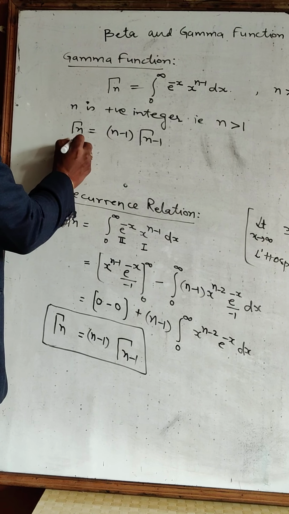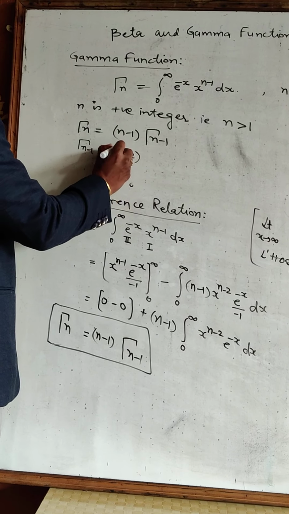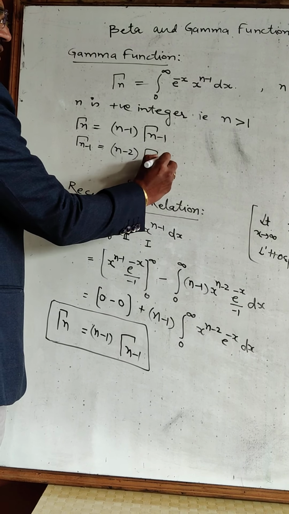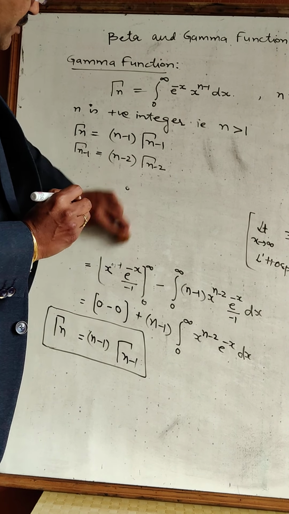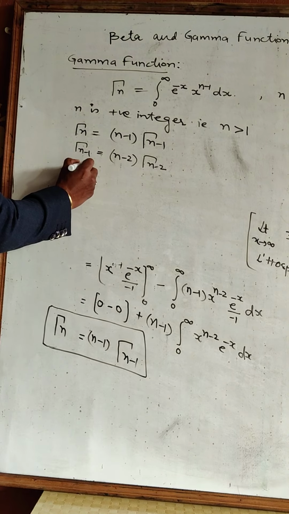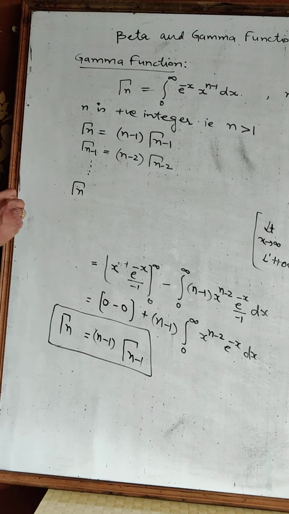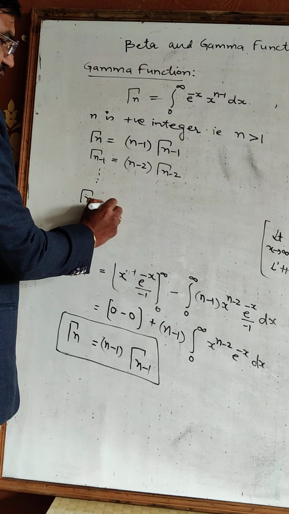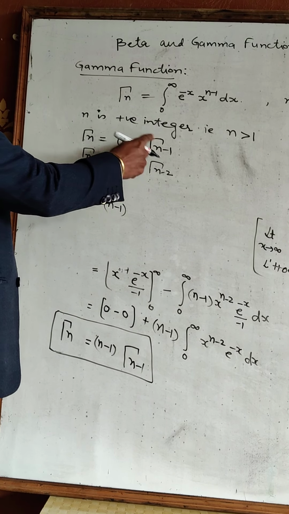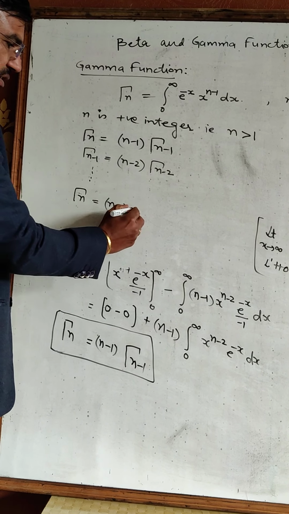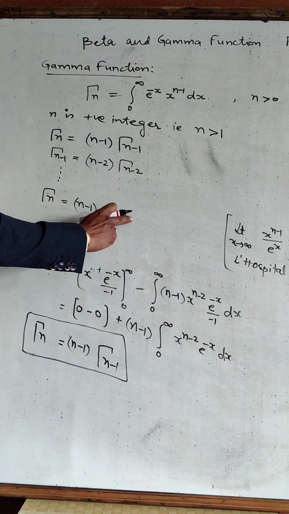Again gamma of n minus 1 would be equal to n minus 2 gamma of n minus 2, and so on. So what we would find, if we continue like this, is that gamma of n is equal to n minus 1 gamma of n minus 1. We will put the value of gamma n minus 1, it would be n minus 2 gamma of n minus 2.